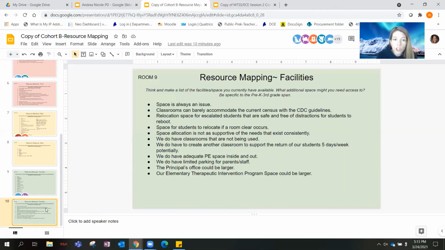Space allocation is not as supportive as the needs that exist consistently. Now that is really important, right? Because how many people grow attached to their classrooms? How many people grow attached to different parts of the building or different places that the window faces and things like that? This is a huge issue with the way that we're utilizing our facilities.